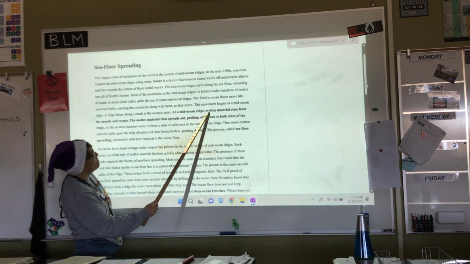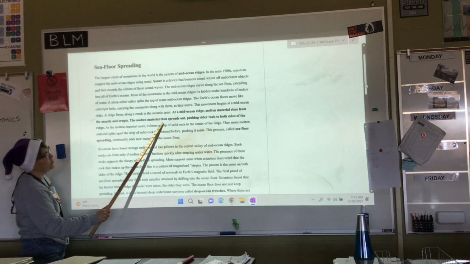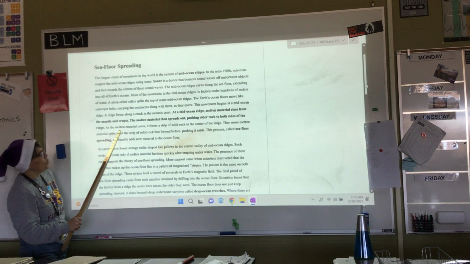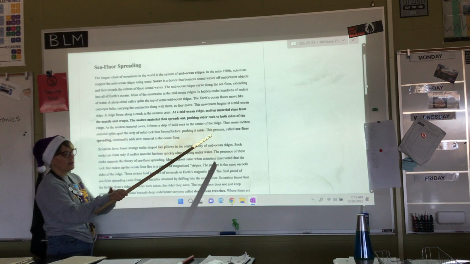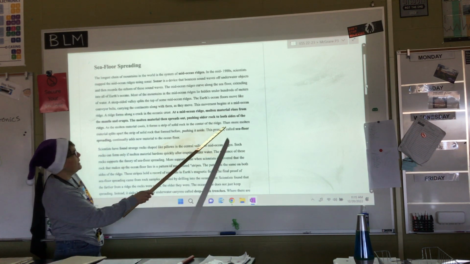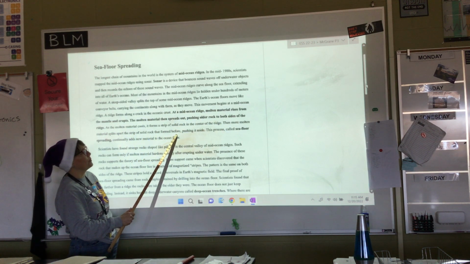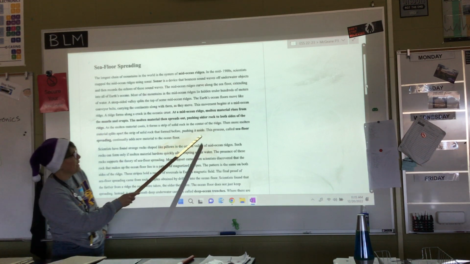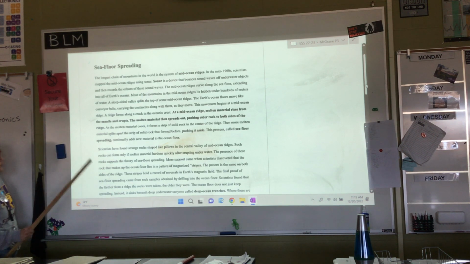At a mid-ocean ridge, molten material rises from the mantle and erupts. The molten material then spreads out, pushing older rock to both sides of the ridge. As the molten material cools, it forms a strip of solid rock in the center of the ridge, kind of like if you have a scab that has scabbed over on your cut. Then more molten material can split apart that strip of solid rock that formed before, pushing it aside, kind of like if you split your scab and more blood comes up. This process, called seafloor spreading, continually adds new material to the ocean floor.